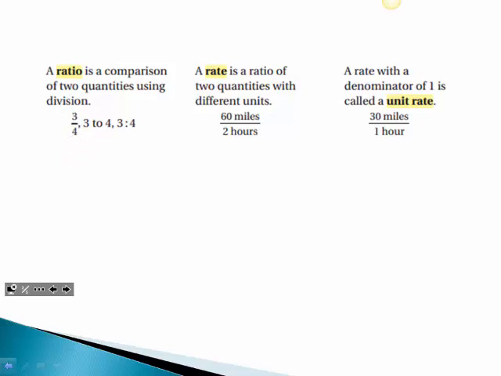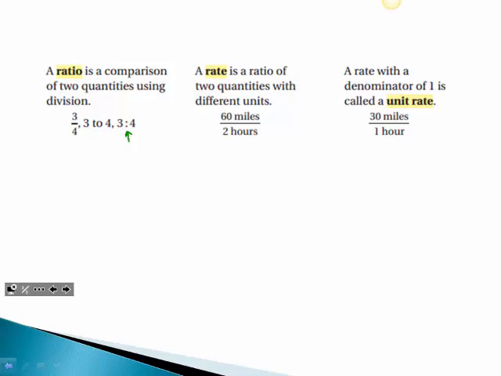You can say 3 to 4 using the word to, or 3 to 4 using a colon. When you're talking about a ratio, you still read it 3 to 4 over and over. So all of these are read 3 to 4. Even the fraction is read 3 to 4. But they're written differently. You can do it with a fraction bar, the word to, or a colon. Order does matter. If you notice, 3 comes first in all of these and 4 comes last, because the order does matter. Okay? The next vocabulary word is rate.